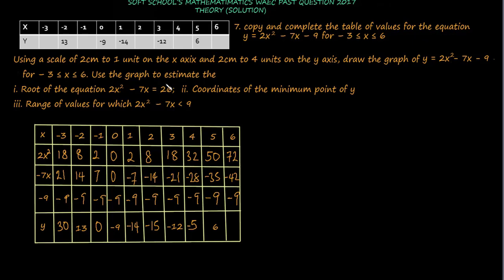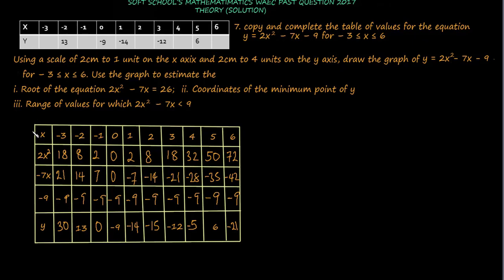So 72 minus 42 is 30, and 30 minus 9 gives us minus 21. So those are the values that we have. Then 50 minus 35 gives us 15, and 15 minus 9 is 6. So this is the completion of the table. It's very easy for me to just write everything and do the table once and for all. You get the same mark doing it differently. That seems stressful to me, but this is a very simple method.